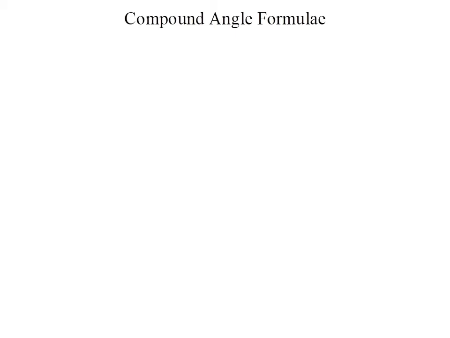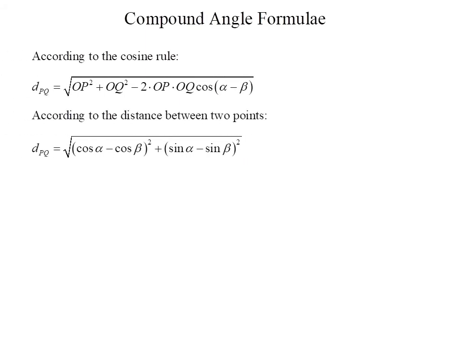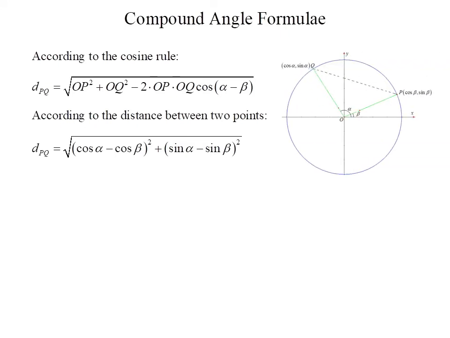Here we briefly explain the compound angle formula and also show you how we derive it from the cosine rule and the formula of the distance between 2 points. Based on the unit circle shown on the top right of the screen, according to the cosine rule, the distance of the line segment PQ equals square root of the result of OP squared plus OQ squared minus 2 times OP times OQ times cosine alpha minus beta.